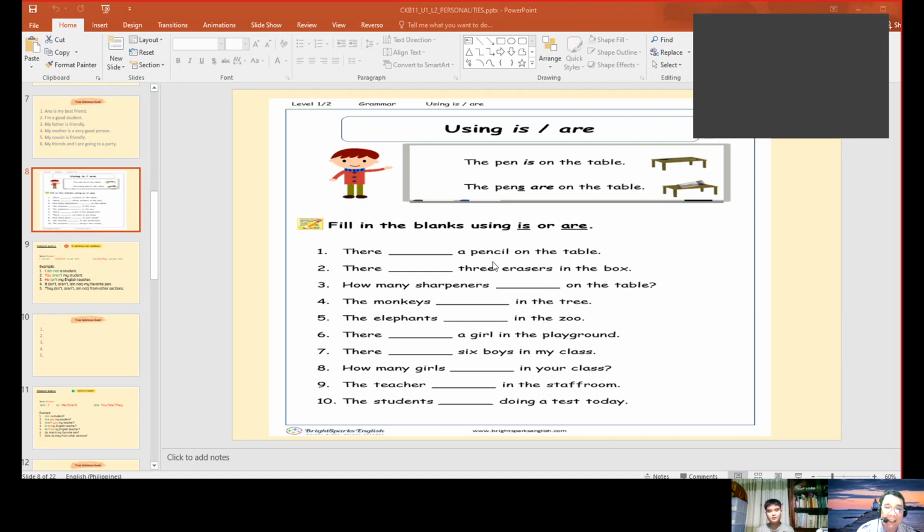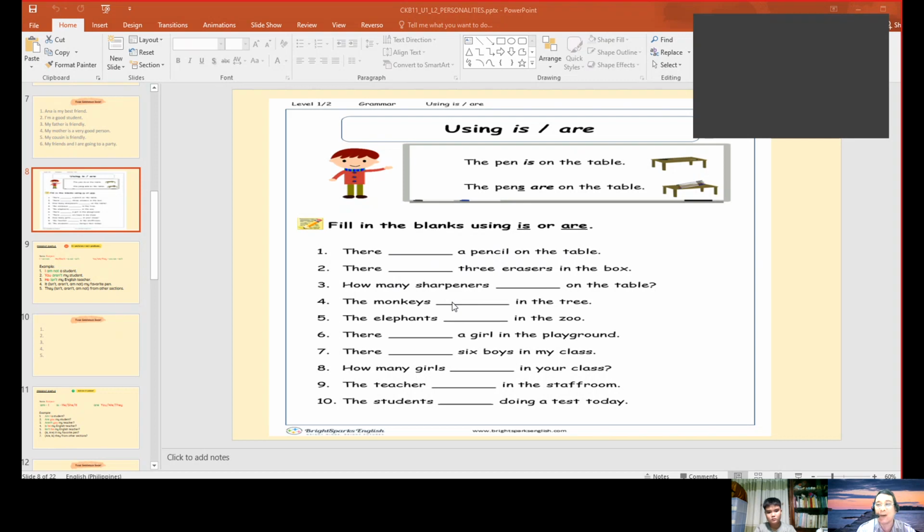One of the reasons why we use is in here is because of the article a, a pencil. Because if we are using a plural noun in here, we do not use the a. So we are going to say there are pencils on the table, if there is an S in here, if we're talking about plural. But since we're talking only of one pencil, therefore this one is is, right? Okay, so you were able to answer.